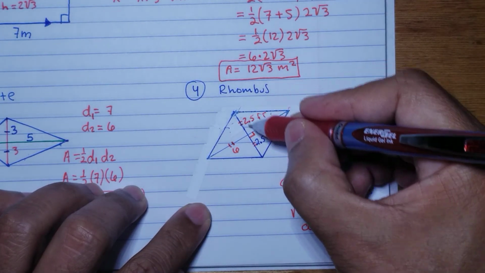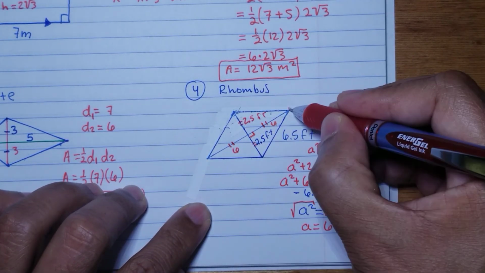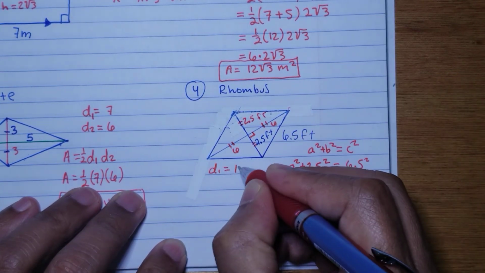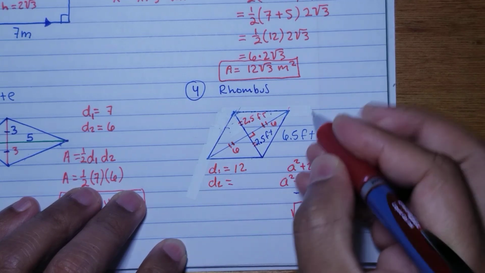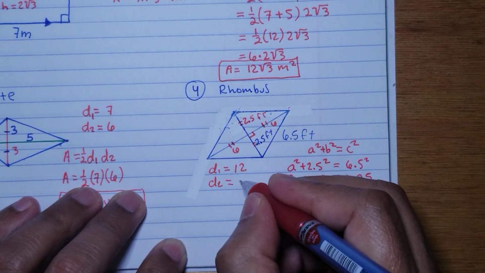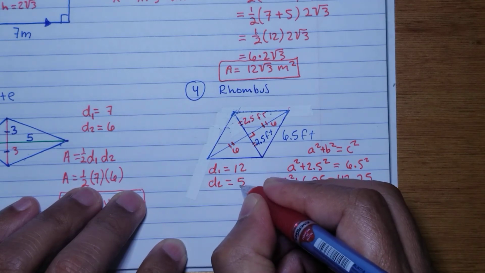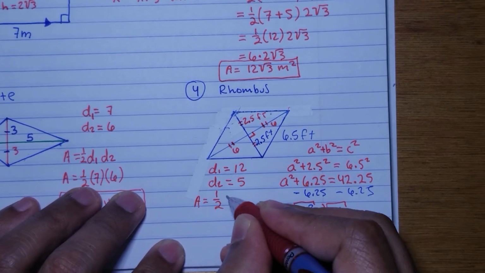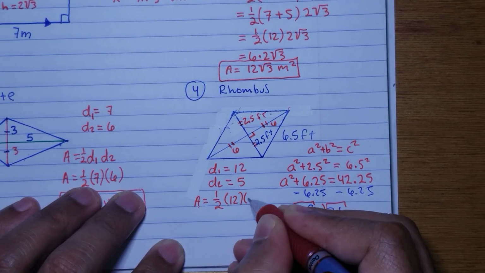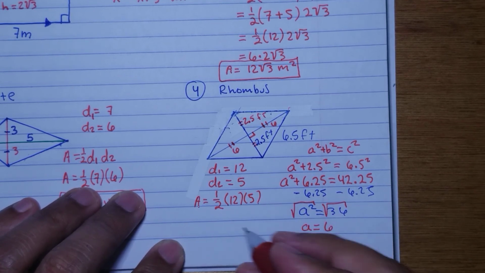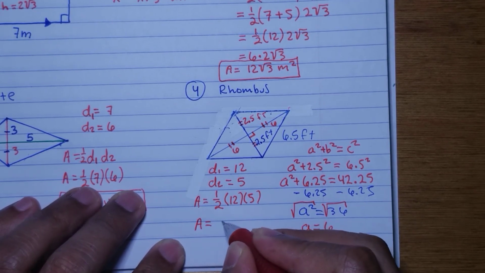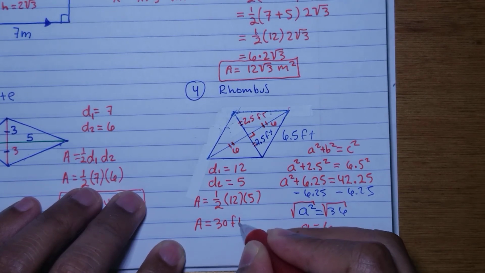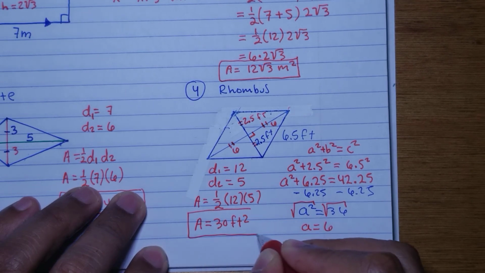So now, as you can see, we have this diagonal and this diagonal. So let's say diagonal 1 equals 6 plus 6, so that's going to be 12. Diagonal 2 is going to be equal to 2.5 plus 2.5, that's equal to 5. Okay, so then to find the area, that's equal to 1 half, the product of 12 and 5. 12 times 5 is 60, and half of 60 is 30. Okay, so it has to be 30 feet squared. So there is the area of this rhombus.